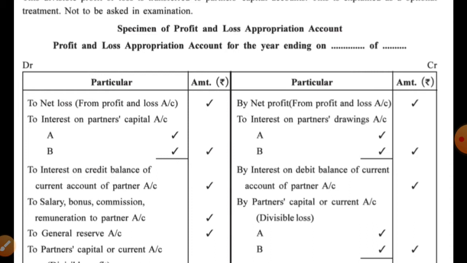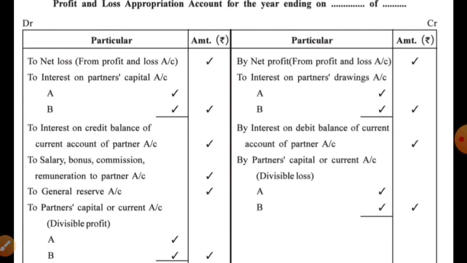And if there is a debit balance of current account, then it will be recorded on the credit side of the P&L appropriation account. Then afterwards, salary, bonus, commission or any kind of remuneration to the partner will be recorded on the debit side of the profit and loss appropriation account. General reserve distributed amongst the partners will also be recorded on the debit side. Now on the credit side, the first entry will always be net profit, then interest on partners' drawings. And as we already discussed, interest on credit balance of current account is recorded on the debit side, and interest on debit balance of current account is recorded on the credit side.